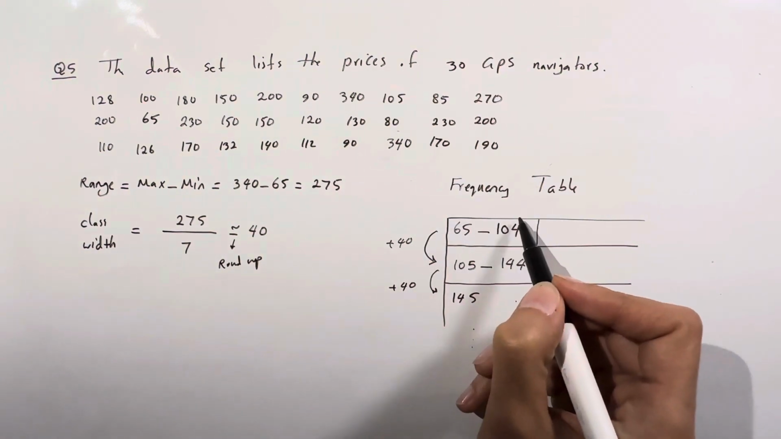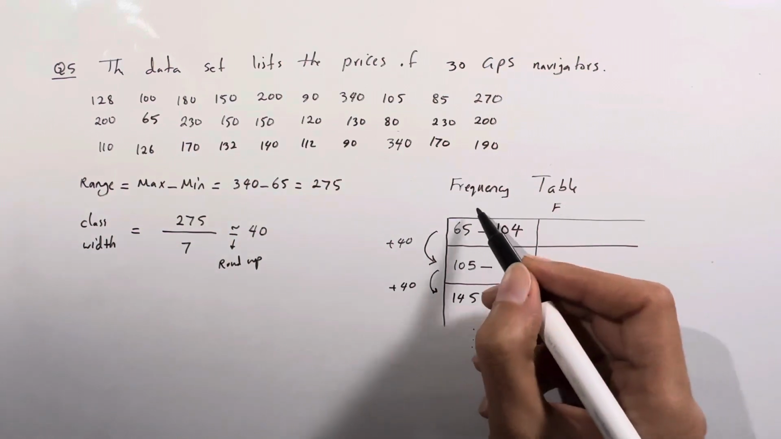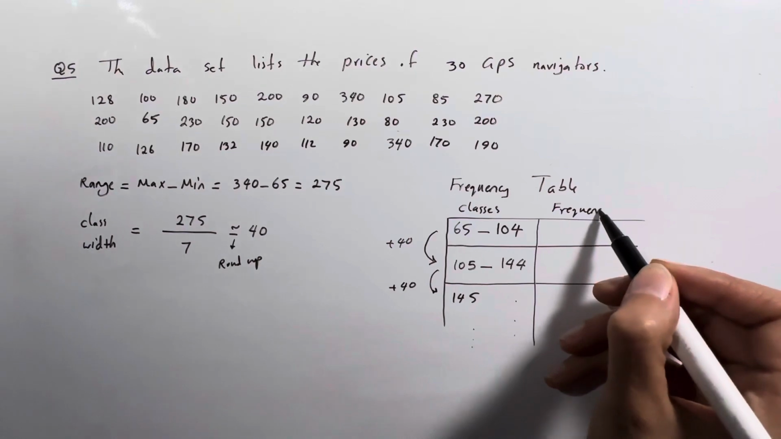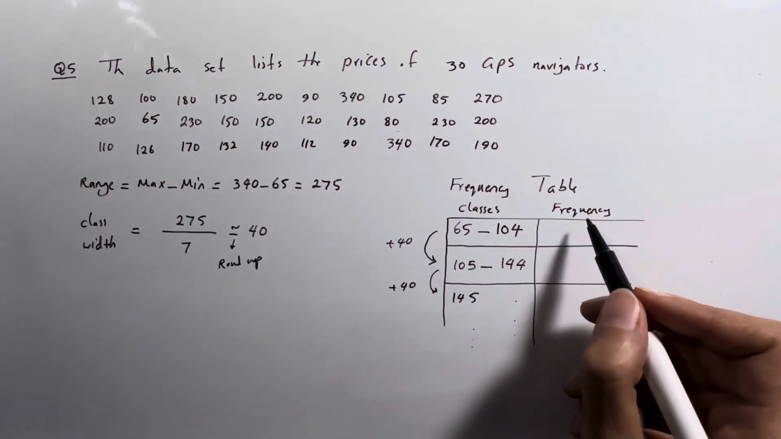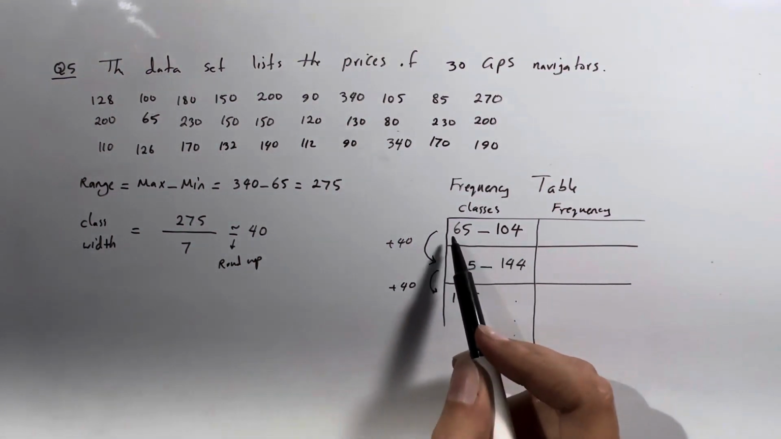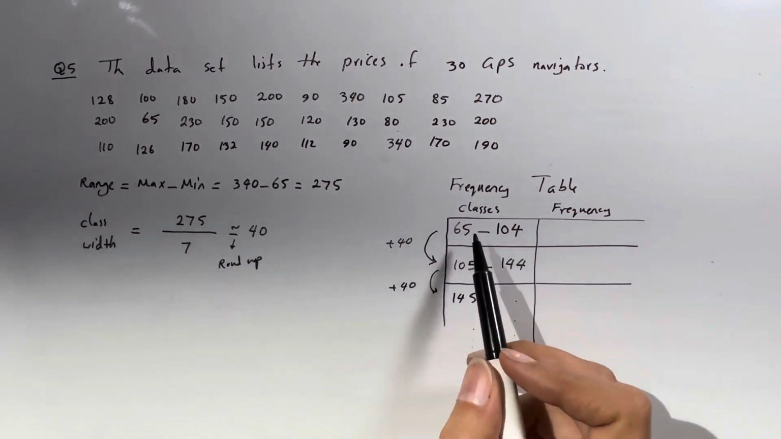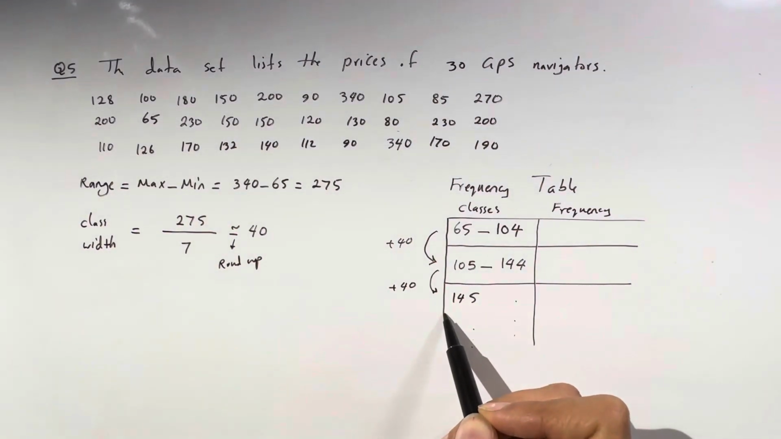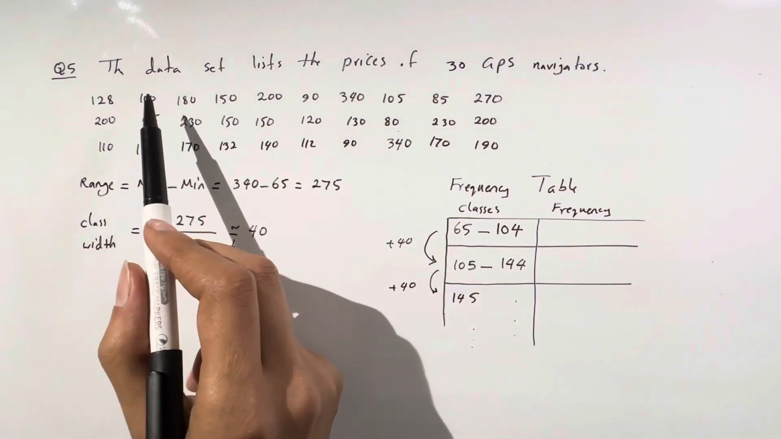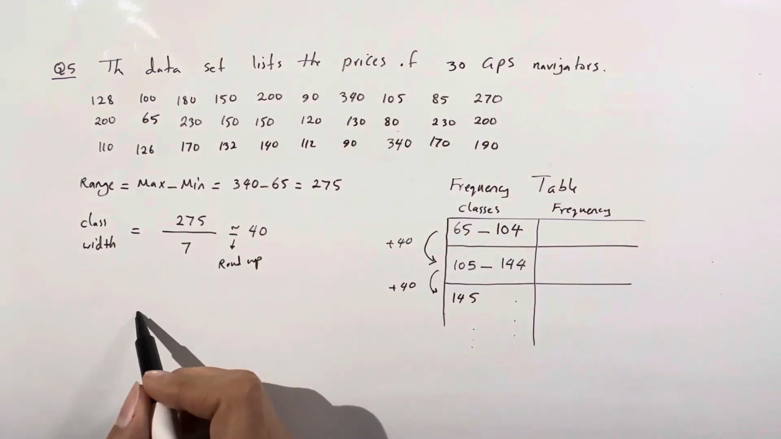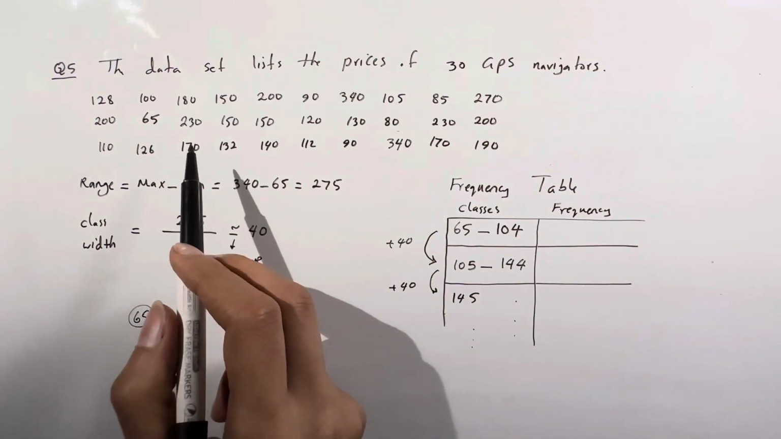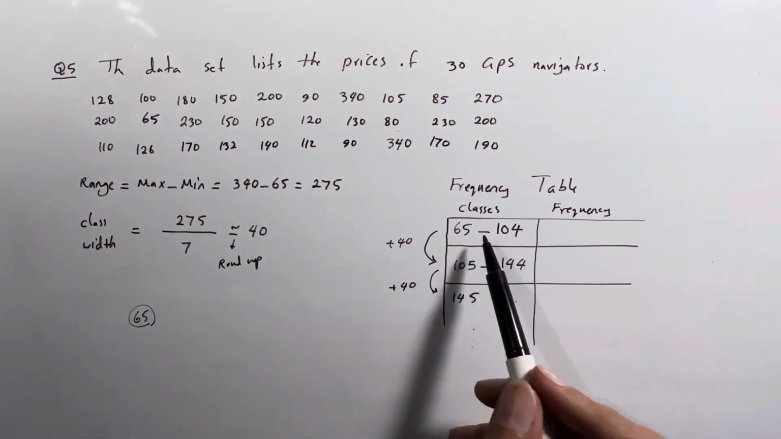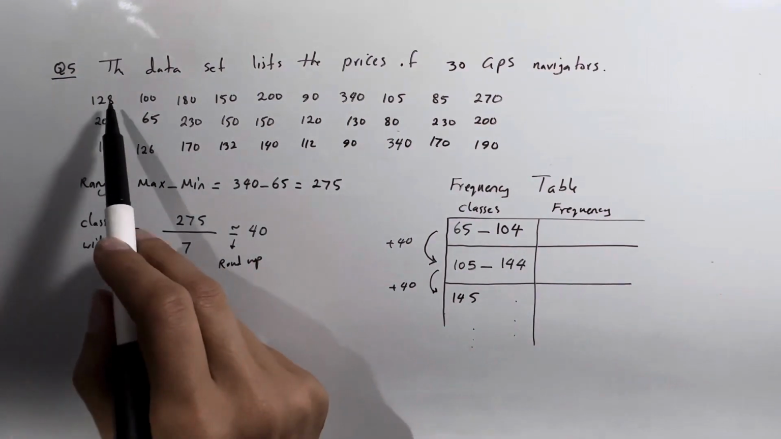So we have classes. Now we have the frequency. When we're talking about the frequency of the first class, we want to know how many numbers are repeated between 65 and 104 in the data, inclusive, right? So let us count. I have a 65, which is just right here. So I'm going to write it. Then I don't see any 66, 67, 68. I'm looking for the numbers between 65 and 104. You can just check each one of them.